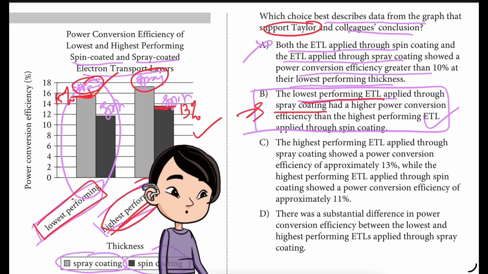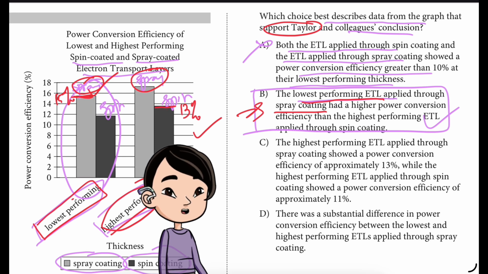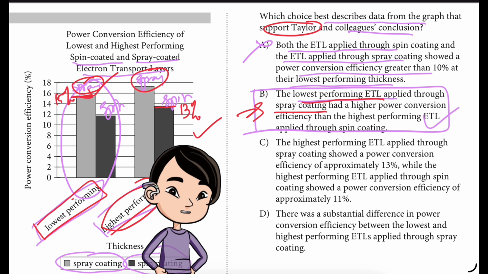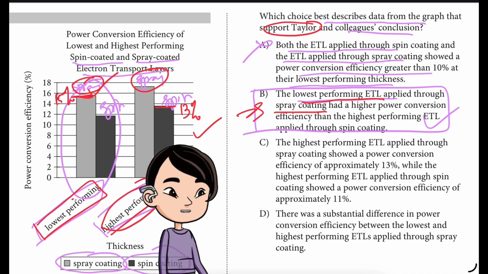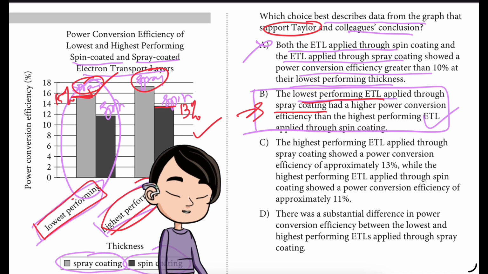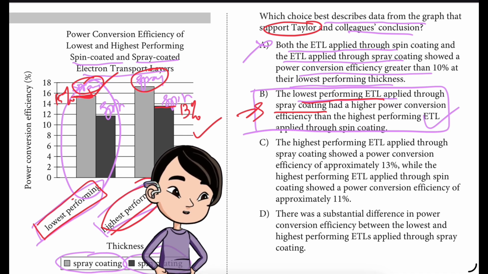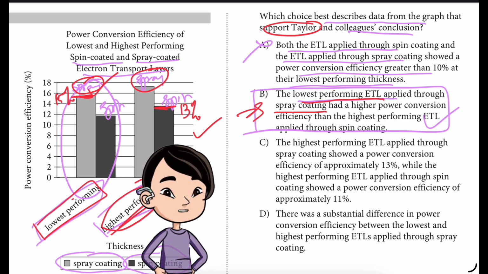Choice D is incorrect because Taylor and colleagues' conclusion is based on the difference in the power conversion efficiency of ETLs applied through spray coating and that of ETLs applied through spin coating, not on the difference between the highest and lowest performing ETLs applied through just spray coating.